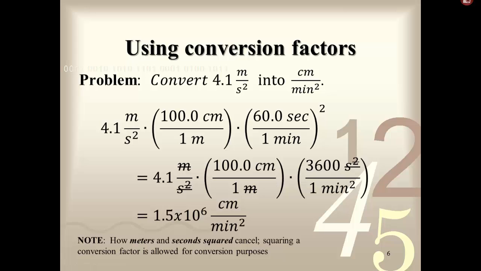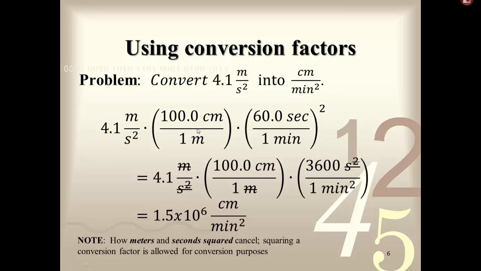And the other item that you'll run into is when you have squared units that you need to convert. And all you have to do for that is you have to square the conversion factor. So if this is cubed, you'd have to cube the conversion factor, but the conversion factor is still what it is. You're just cubing the numerator and denominator, as applies to the rules for whenever you have a fraction to a power. The problem here is we're converting 4.1 meters per second squared into centimeters per minute squared.